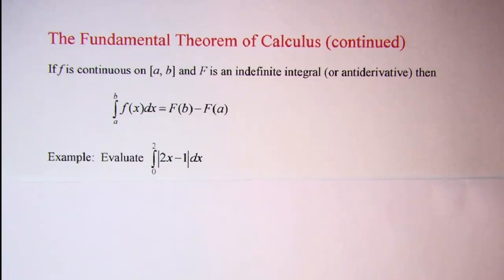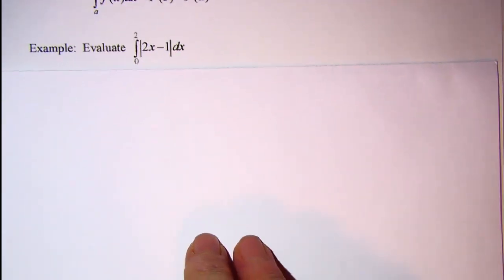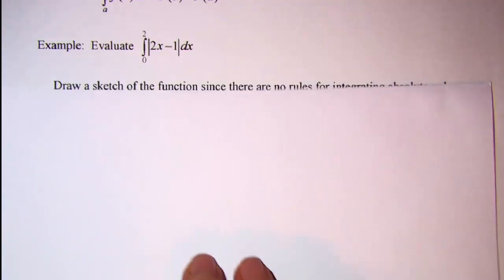The first example that we'll be doing is the integral from 0 to 2 of the absolute value of 2x minus 1 dx. Now, there are no rules as of yet for evaluating the integral of an absolute value. So what we want to do is draw a sketch of this function and look at it to see what we can do.